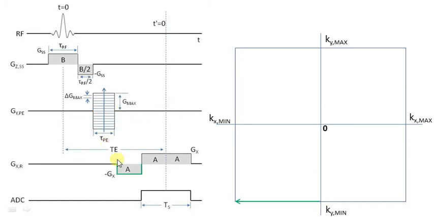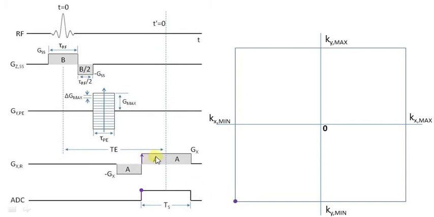Now, as time goes on, the phase encode gradient returns to 0, but the read gradient has now been turned on. It's a negative going lobe, so we move in this direction in k-space. Then, as we proceed in time, we go positive in the read gradient. At the same time, the analog to digital converter is turned on. So this is the first point we're going to sample.